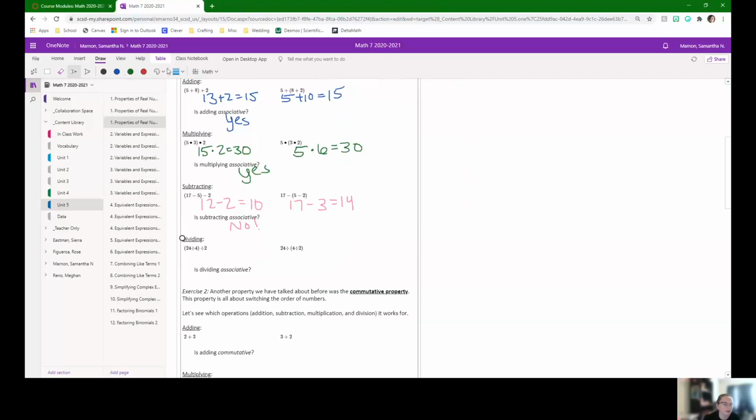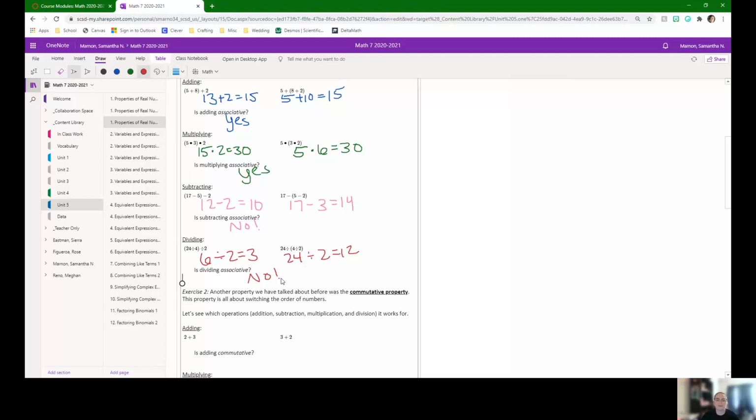So now let's try it with dividing. So we have 24 divided by 4 divided by 2. So pause the video and try 24 divided by 4 first, and then try if you do 4 divided by 2 first. So hopefully you got 24 divided by 4 is 6, divided by 2 will be 3. 4 divided by 2 is 2, so 24 divided by 2 is 12. Because they're not the same, it's not associative.